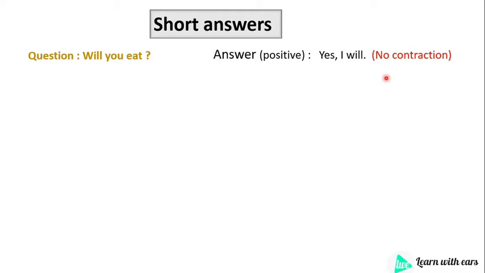And if we want to give a negative answer, we'll say, no, I will not. Okay? Or, no, I won't. We can use contraction in a negative answer, but not in a positive answer. Remember, we don't use contractions in formal speech. Okay? Let's see the next question.